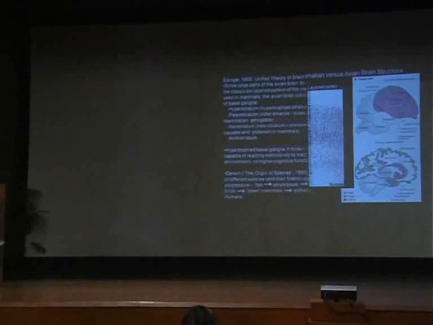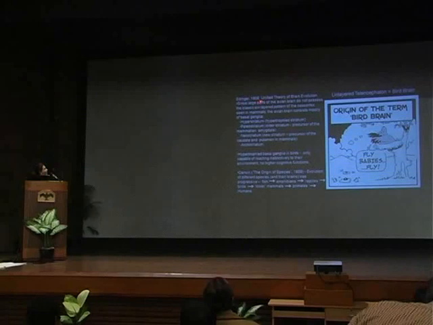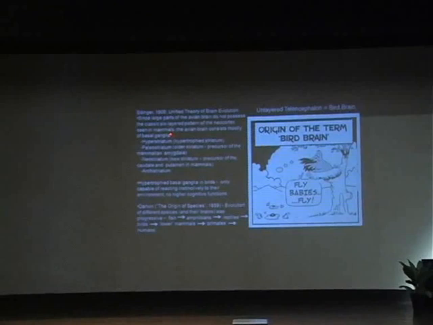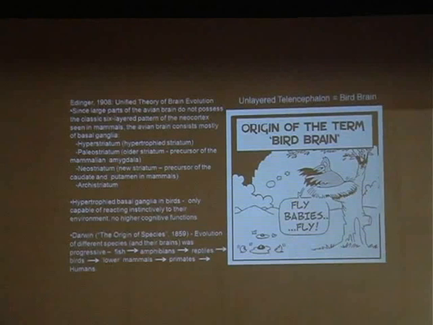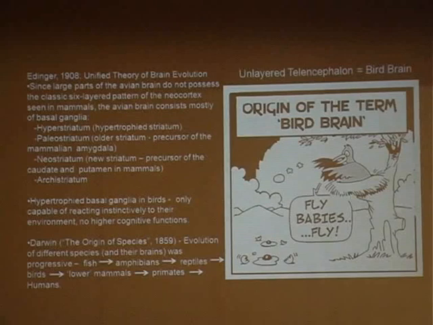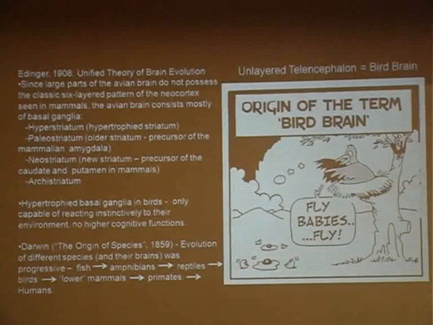And this led to the unified theory of brain evolution being postulated by Edinger. And he said that since large parts of the avian brain do not possess the six-layered pattern of the neocortex seen in mammals, the avian brain mainly consists of basal ganglia. Now, this outer part has cells which are organized not in any particular way. There are different divisions of that area, but there are some areas within the striatum, this so-called hypertrophied striatum, which are actually more organized to form groups of cells called nuclei.